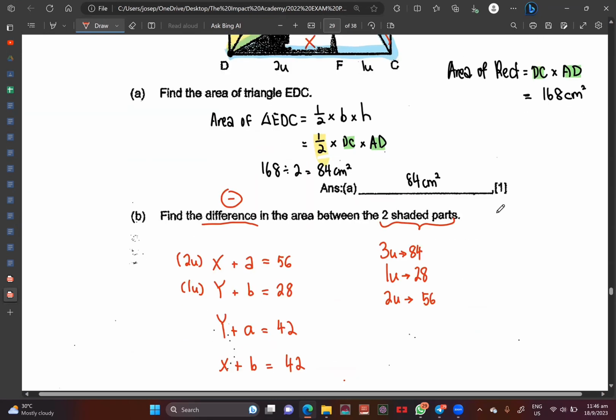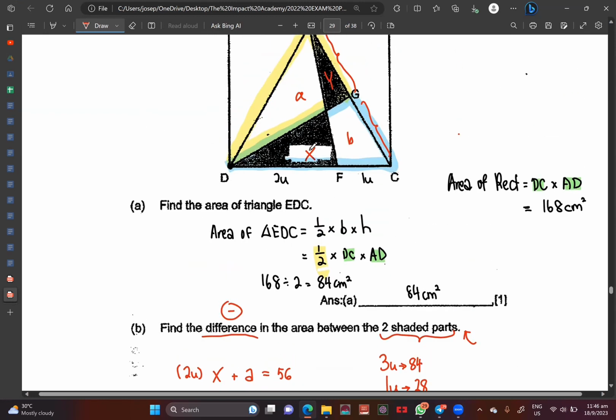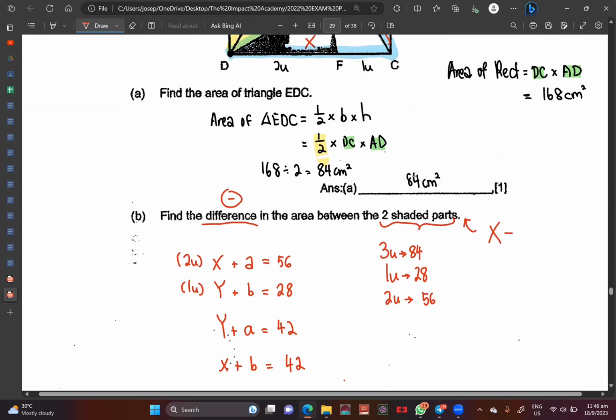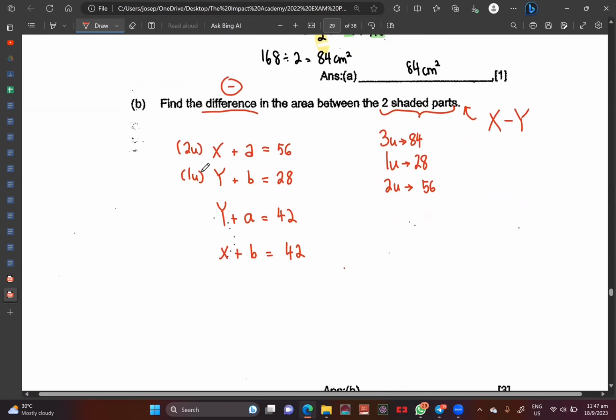Now, do you remember what it is that we want to find? We want to find the difference in the area between the two shaded parts, which is x and y. So we are going to do x minus y. Now, when I look at this, I want to ask myself, which one will help me get to x and y? In order for me to do that, I have to use something that has the same a. So you can use this x plus a and y plus a. So we are going to write it out again. X plus a is equal to 56. Y plus a is equal to 42.